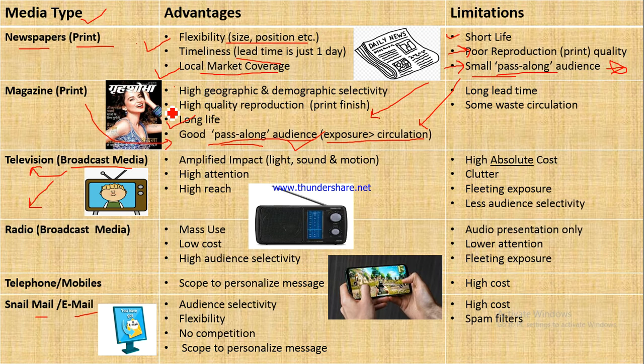Again, the magazines generally use better quality paper, and that is why the print quality is much better, reproduction quality is much better, and there is high geographic and demographic selectivity. What do we mean by this?